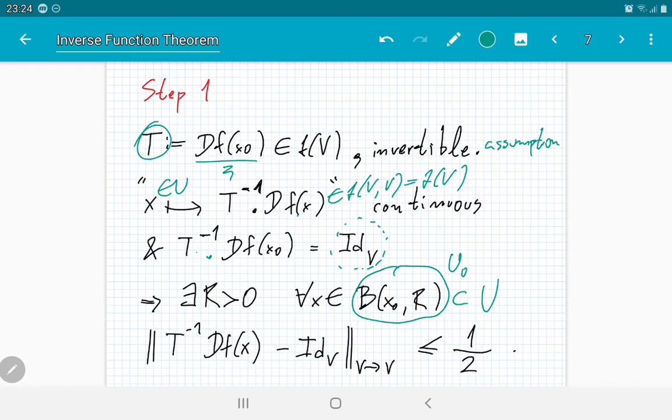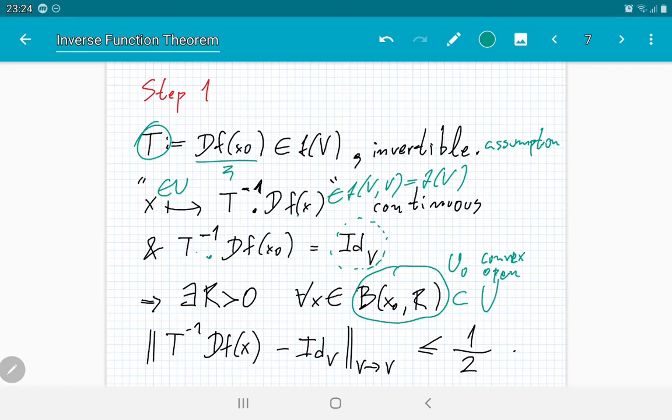So basically everything now happens inside this ball. I have this ball, it's convex, which is going to be useful pretty soon. It's convex, it's open. f is defined over this ball because the ball is contained in U, which is the domain of f, and the derivative of f at x is very close to T in the sense that the norm of T minus 1 df of x minus the identity is less than or equal to half.